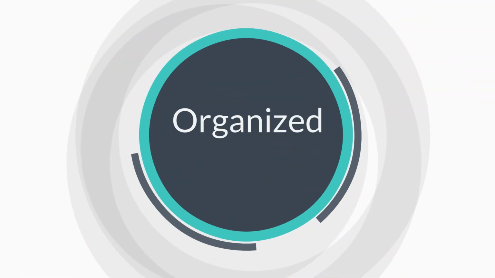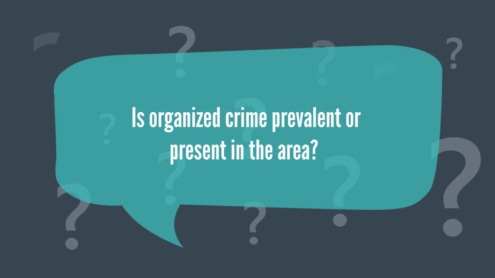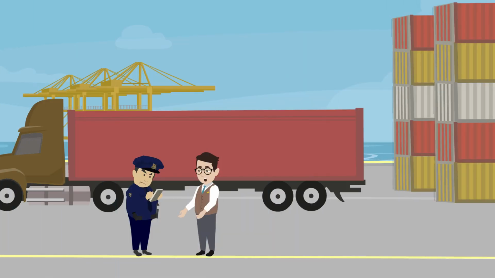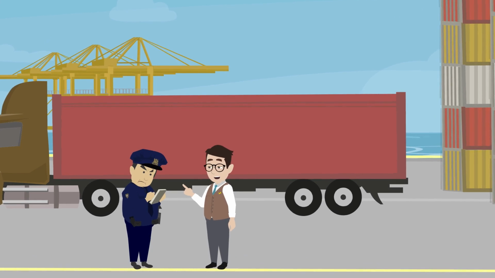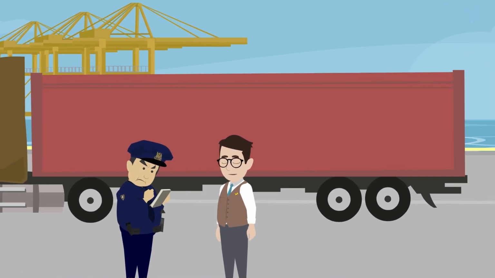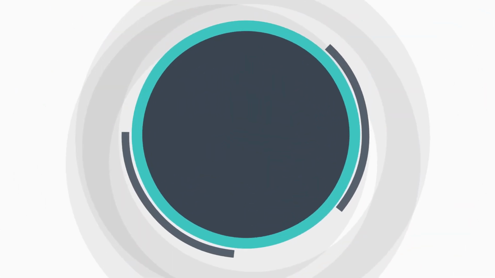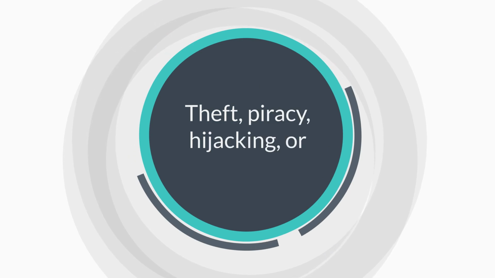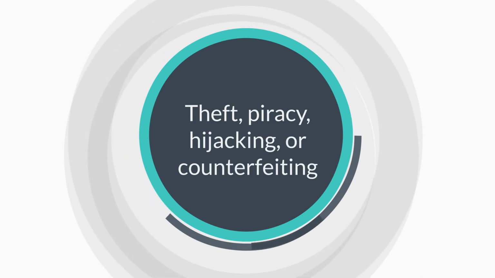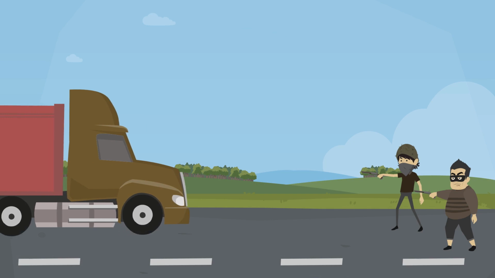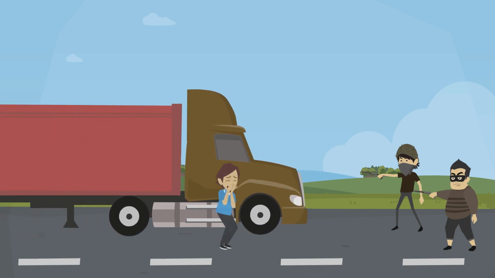The fourth factor is organized crime. Is organized crime prevalent or present in the area? This is what must be investigated and taken into consideration. Threat factor number 5 is theft, piracy, hijacking, or counterfeiting. The presence of these types of activities increases the likelihood that cargo shipments may be compromised.